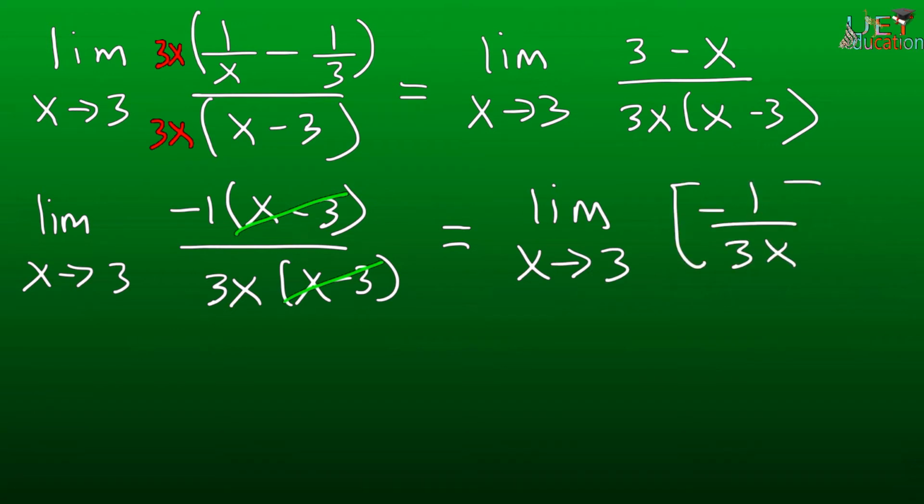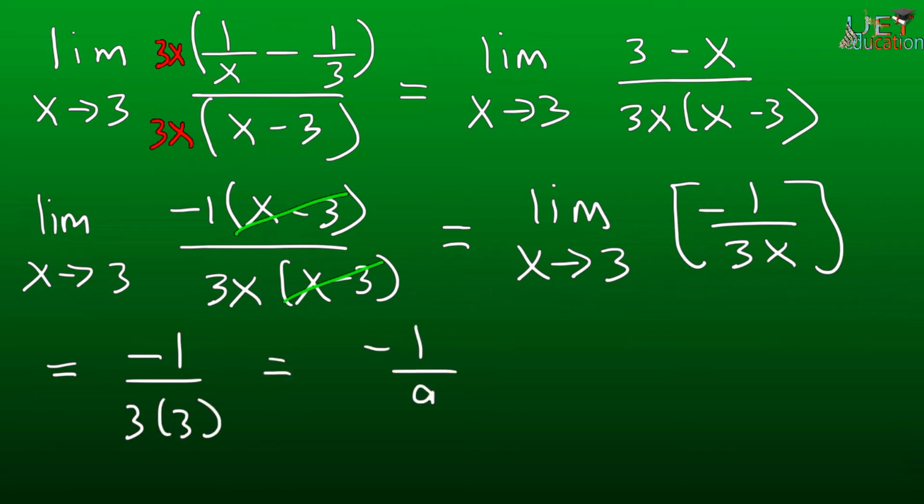Now we can use direct substitution. Let's replace x with 3. So it's going to be 3 times 3, which is 9. So the final answer is negative 1 divided by 9. Now you know how to evaluate limits that are associated with complex fractions. So here's another example.